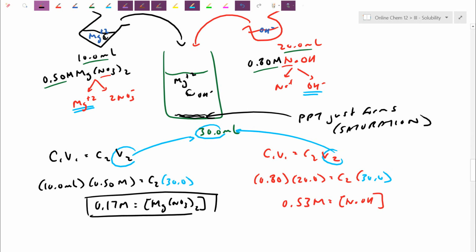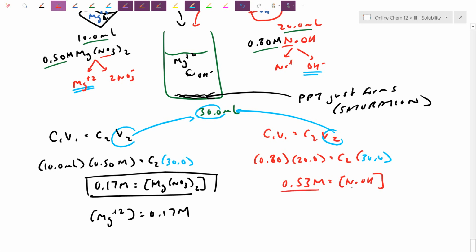You'll notice first thing is magnesium came from one solution. Magnesium is a 1-to-1 ratio with the magnesium nitrate. So this one here is actually the concentration of magnesium. Magnesium that I managed to put in is 0.17 upon dilution. The hydroxide that I managed to put in here, the sodium hydroxide was 0.53. Again, it's a 1-to-1 ratio with hydroxide. The hydroxide amount is actually going to be 0.53, just 1-to-1 ratio. And if they now add this statement here, this is that perfect point when I just hit saturation. Basically, when the magnesium hits this number and the hydroxide hits this number, I'm now fully saturated.